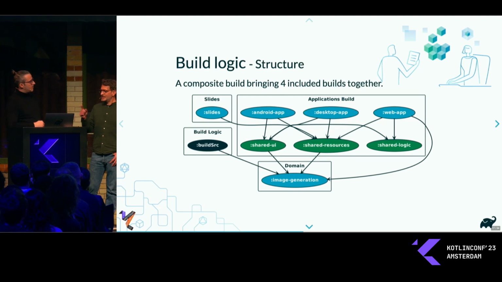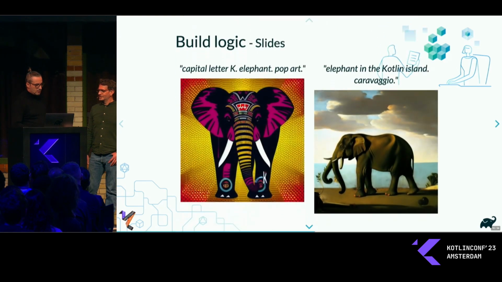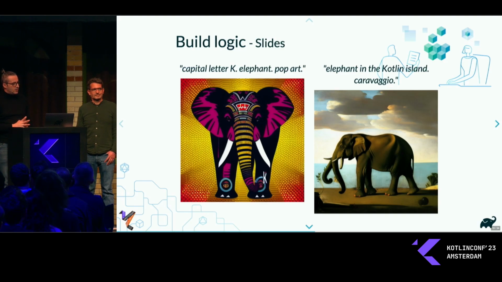Wait a second. You said the slides are generated by the build using the image generation library, right? I did say that. Yeah. Yes. So that's how we have this nice slide here, right? So we can see the capital K here. This is a very cool Gradle font. I think we can use that on the next marketing material that we have to send out. And a beautiful picture of an elephant in the Kotlin Island by Caravaggio. You can see the play with light, right? Beautiful.